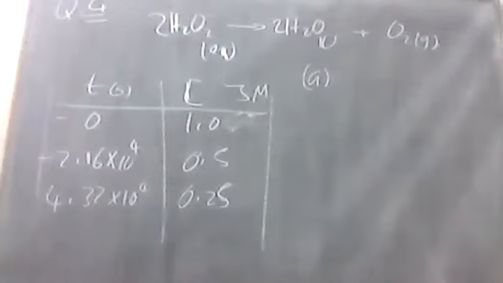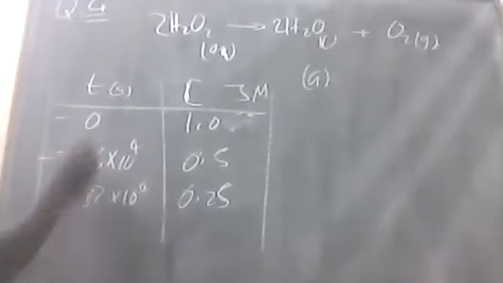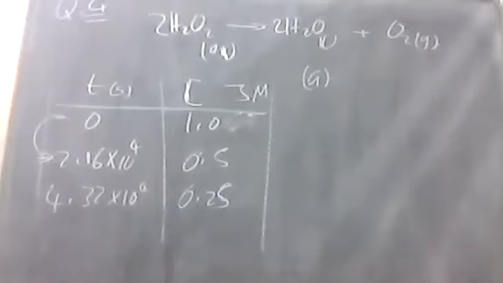Part B: what are these rates for the time period of the second interval? So for this one, calculate the average rate for the decomposition of hydrogen peroxide, for the time that we have from 0 to this.